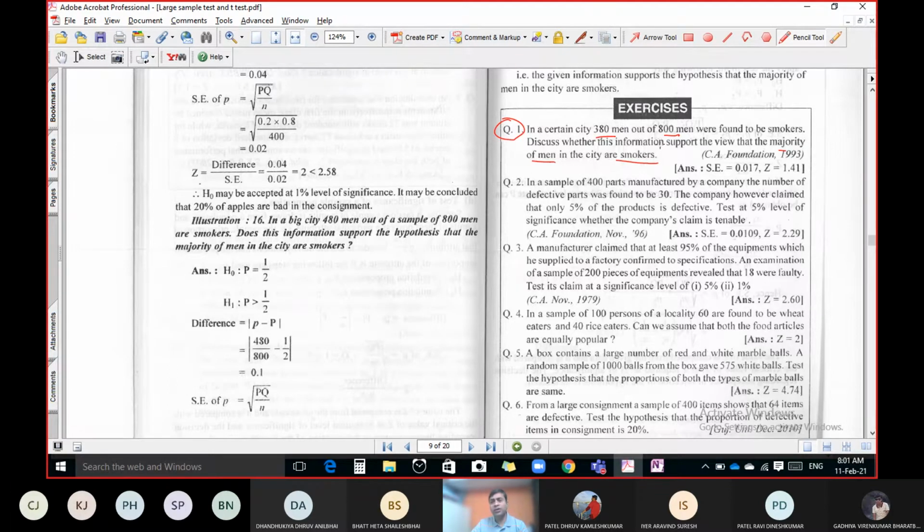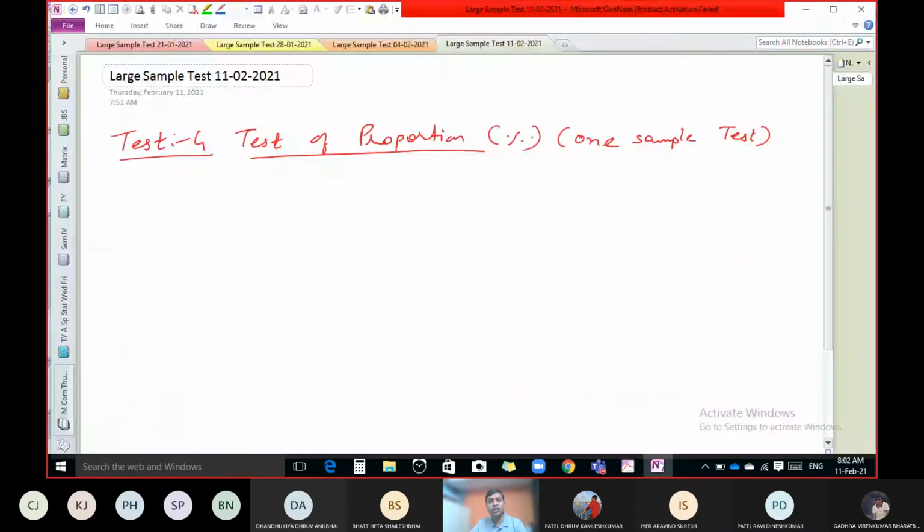So how to do that? Here there is no question of mean or standard deviation. So obviously the first, second and third Z tests are not applicable for this particular data, because we don't have mean or standard deviation. It is a question of proportion. So what would we write here in step 1?